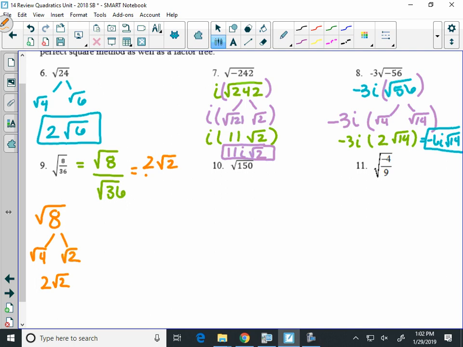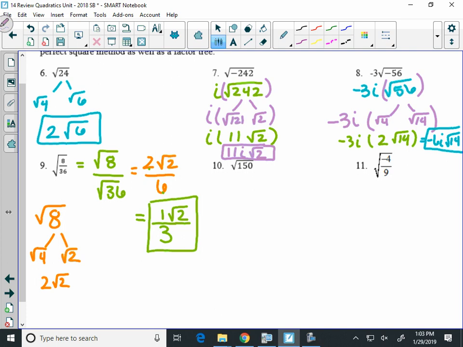In the bottom, 36 is a perfect square, and the square root of 36 is 6. There's no more radical around the 6 because it's a perfect square. Then our next step is simplify the fraction if we can. We have 2 over 6, and 2 over 6 simplifies down to 1/3, but we still have that radical 2 in the top. And we are done.